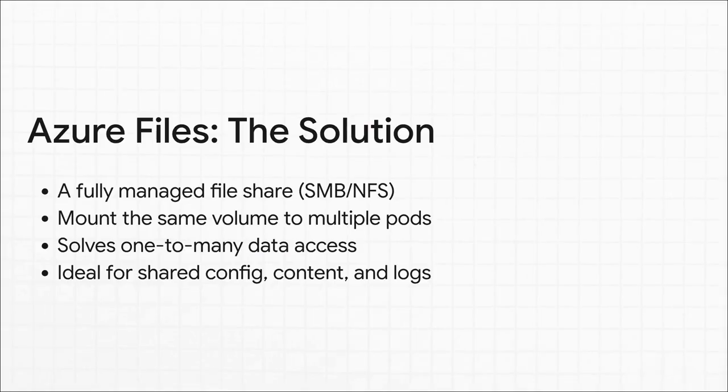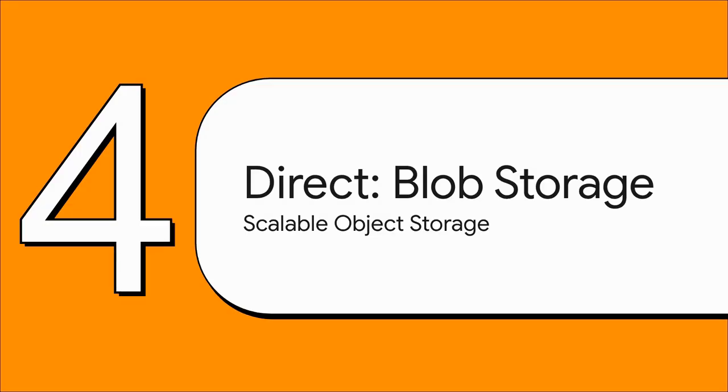It's a fully managed file share up in the cloud that speaks standard network protocols like SMB and NFS. What this means for us is that we can create one single persistent volume that points to that share, and then have dozens of our pods all mount that same volume at the same time. It is the perfect solution for these one-to-many data patterns. So we've got block storage for our database and file storage for all our shared stuff.